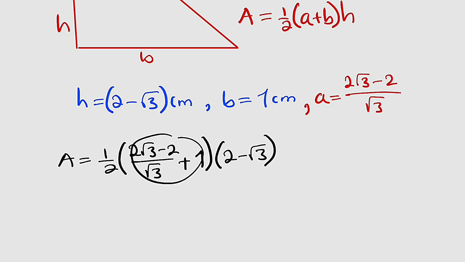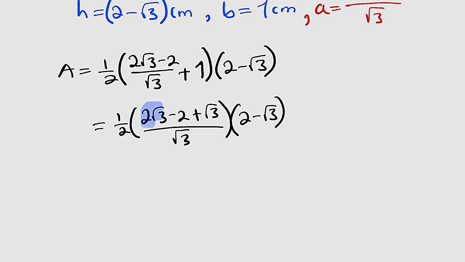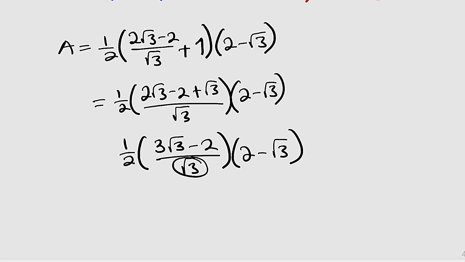But let me simplify this first. Therefore, this is equal to 1 divided by 2 multiplied by 2 root 3 minus 2 plus root 3 divided by root 3. The whole of this multiplied by 2 minus root 3. So 2 root 3 plus root 3 will give us 3 root 3, right? So this is 1 over 2 multiplied by 3 root 3 minus 2 divided by root 3 multiplied by 2 minus root 3. So now let us multiply. But I can bring this one outside. So we have 1 over 2 root 3.